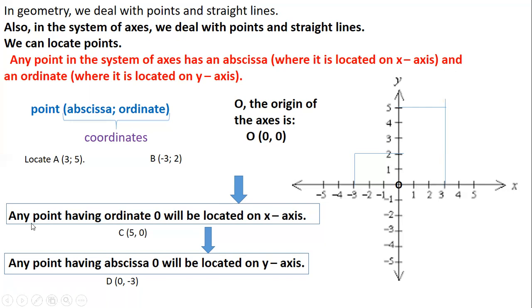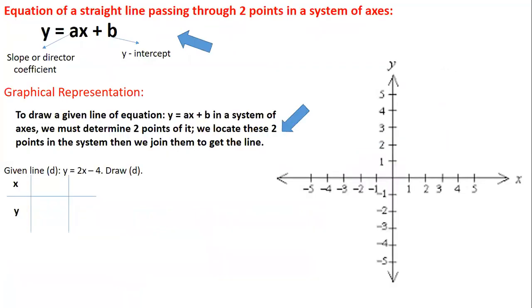Then we said any point having an ordinate 0. So whenever I'm given any point, if I look at the ordinate and it was 0, directly I say this point is located on the x-axis. Any point having an abscissa 0, of course, it will be located on the y-axis. And we have located many points.